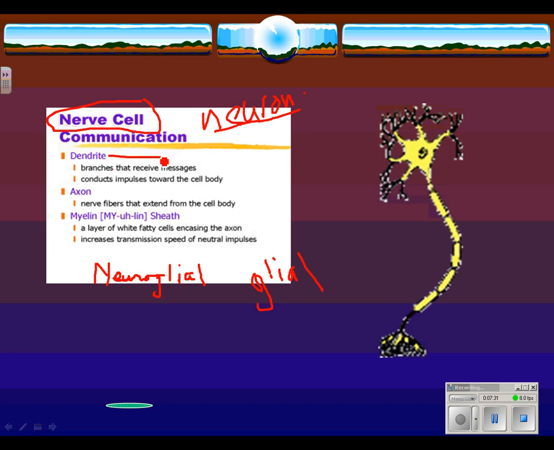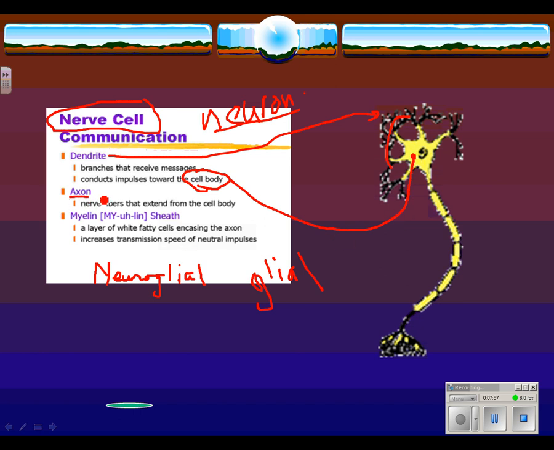The first part of the nerve that you have to know is the dendrite. Dendrites are these guys out here on the perimeter. They're the branches of the nerve that receive messages, and they conduct impulses towards the cell body. The cell body is right here. I highly recommend sketching this neuron into your notes to know the parts.